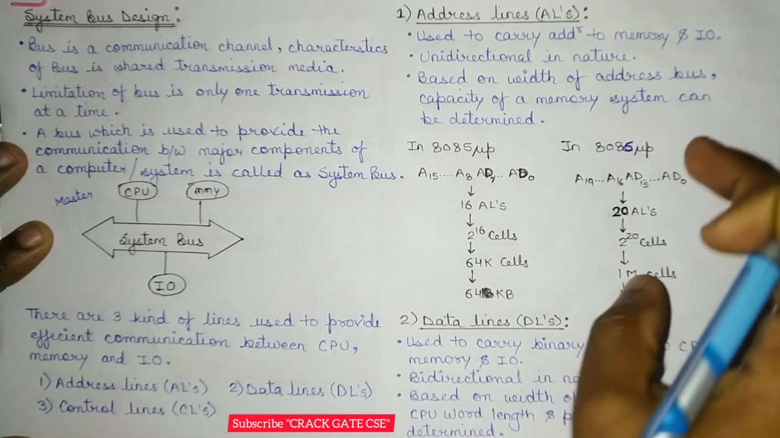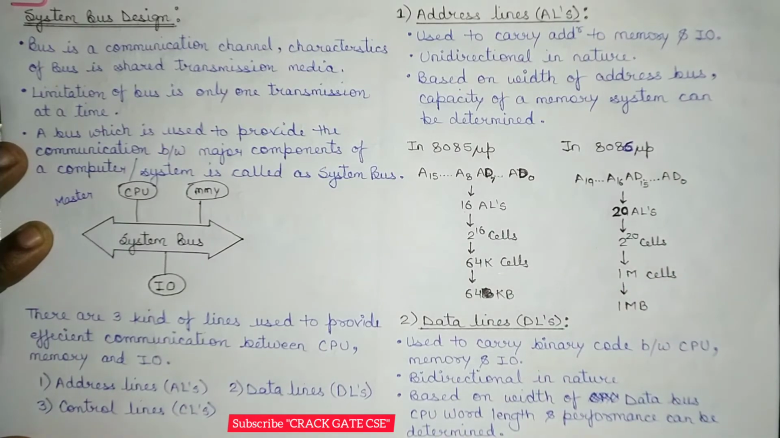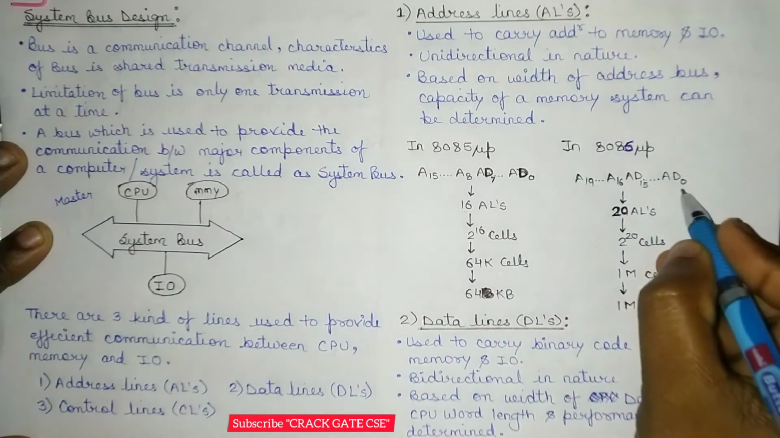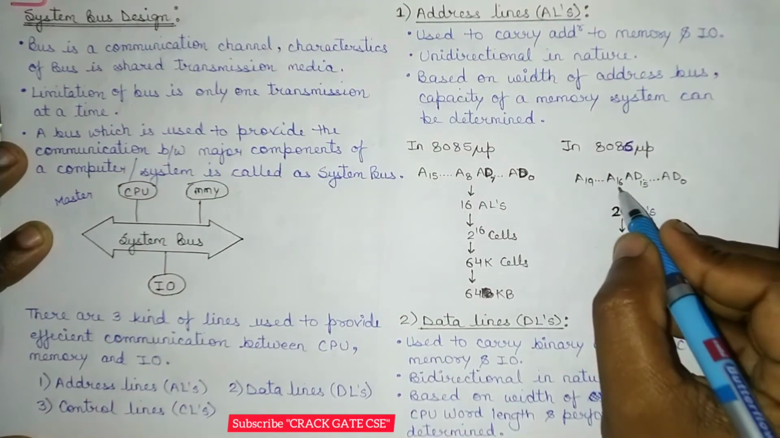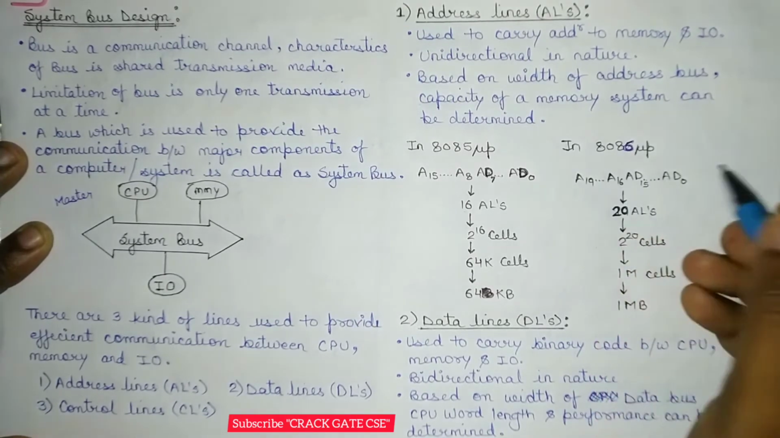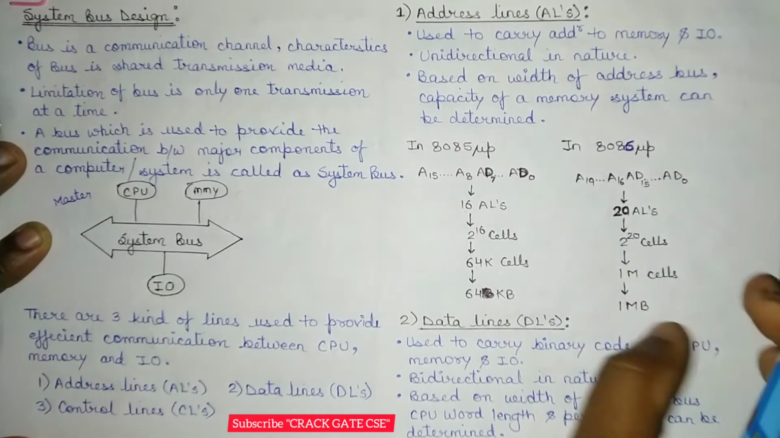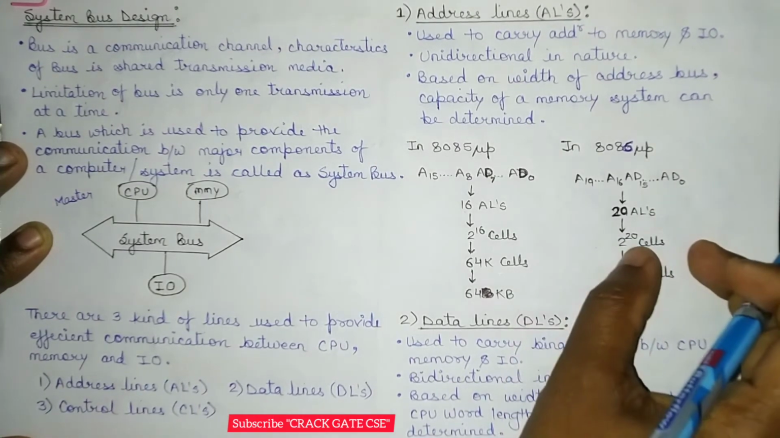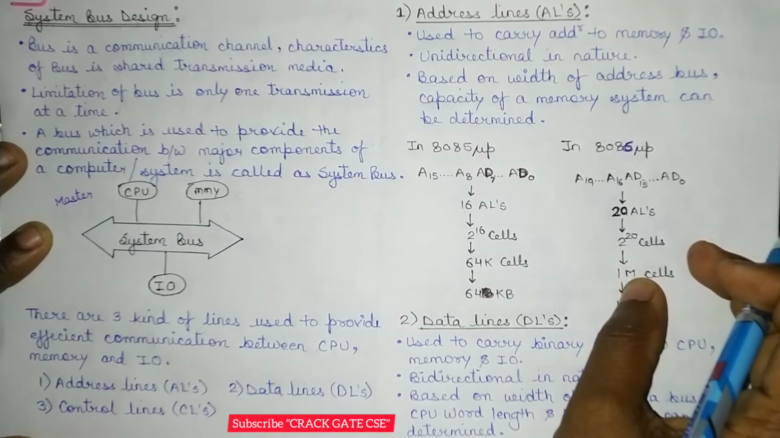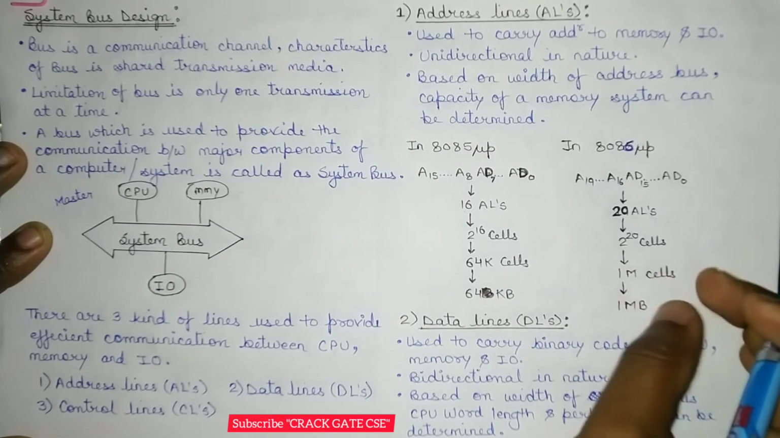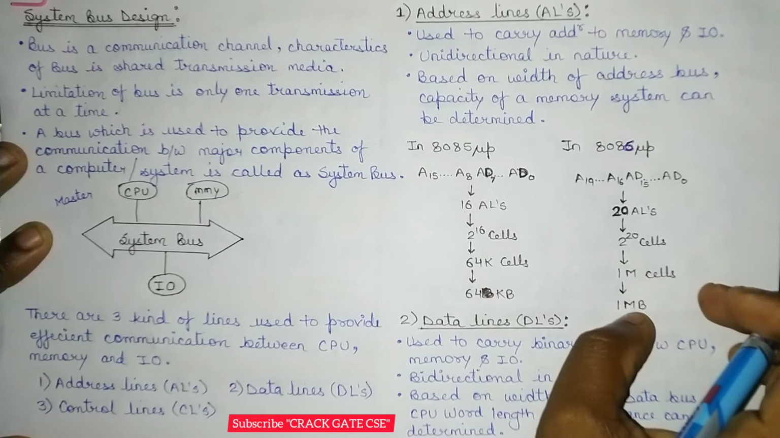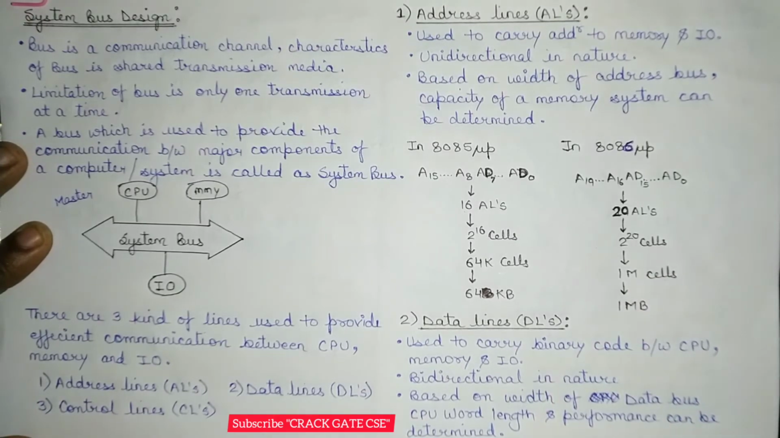Similarly, you can find the same for the 8086 microprocessor, because in 8086 we have 20 address lines, where 0 to 15 are time multiplexed and 16 to 19 are simple pins. So 20 address lines are here. If you find 2 to the power 20, that many cells we will have. 2 to the power 20 is equal to 1 mega. So 1 mega cells are there and one cell is of 1 byte. So finally 1 MB is the capacity of the memory system used in the 8086 microprocessor.